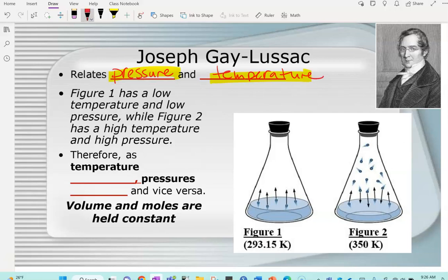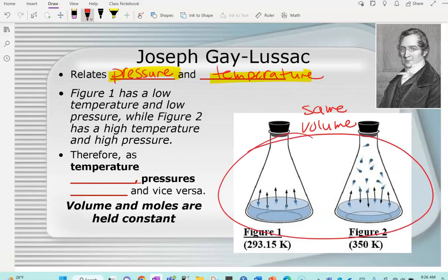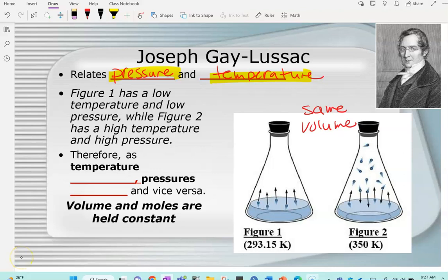All right, so in figure 1 and 2 over here, you can see that they have the same volume. Both of these are fixed containers, meaning they're containers that will not change in size at all. We will be doing a lab actually using an Erlenmeyer flask on Monday. So we are manipulating the temperature and seeing how the pressure responds to that. So as the temperature changes, we're going to see changes in the pressure.